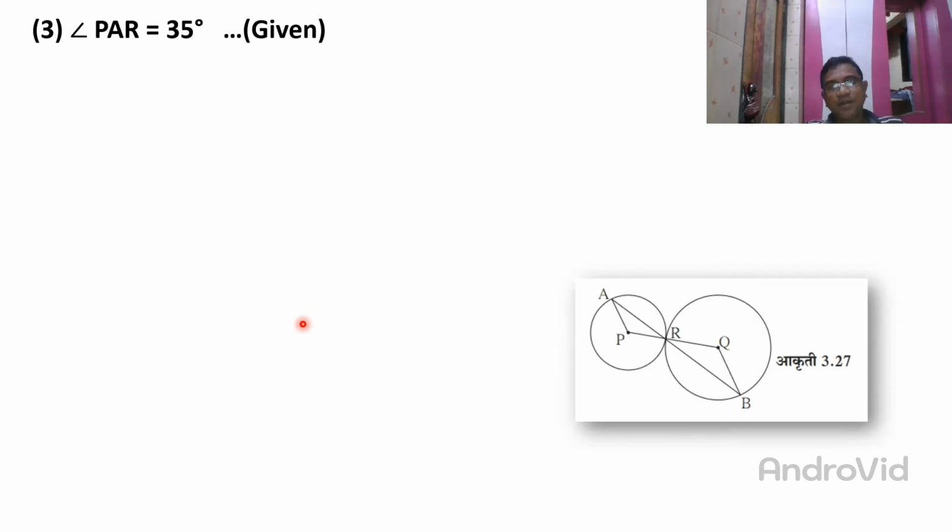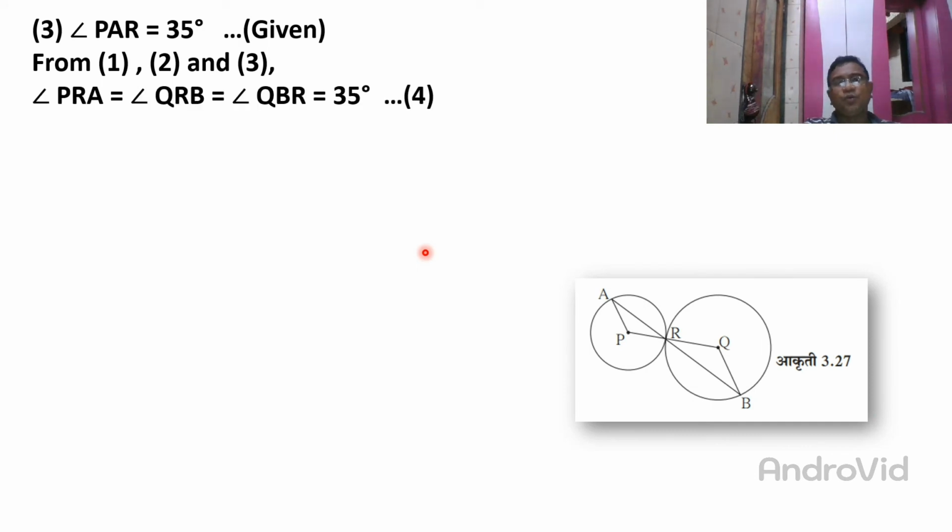Then angle PAR is equal to 35 degrees, that is given. What do you want to show here? From 1 to 3, angle PAR is congruent with angle QRB, so if it is 35 degrees, then it is also 35 degrees. So angle PRA is 35 degrees. Then this vertically opposite angle, angle QRB, is 35 degrees, and angle QBR is equal to 35 degrees.